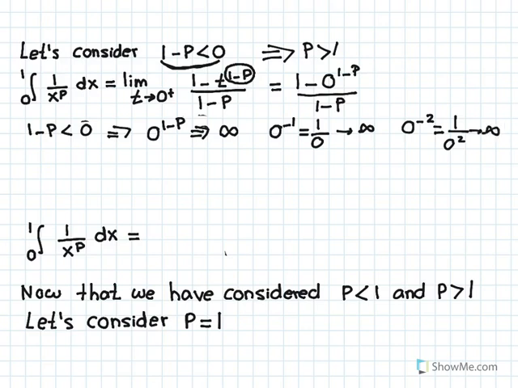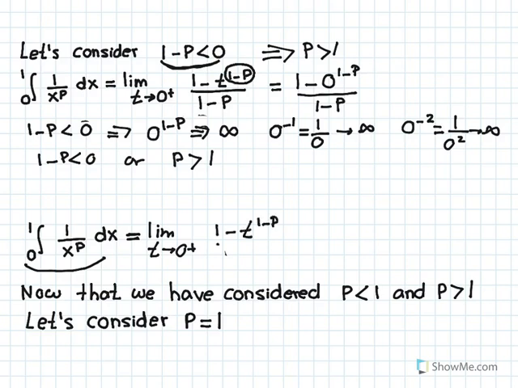So if 1 minus p is negative, or p is greater than 1, then this integral, the integral from 0 to 1 of 1 over x to the p dx, is going to be the limit as t approaches 0 from the plus side of 1 minus t to the 1 minus p, all over 1 minus p. And this part here is going to go to infinity. So the result is going to be infinity.